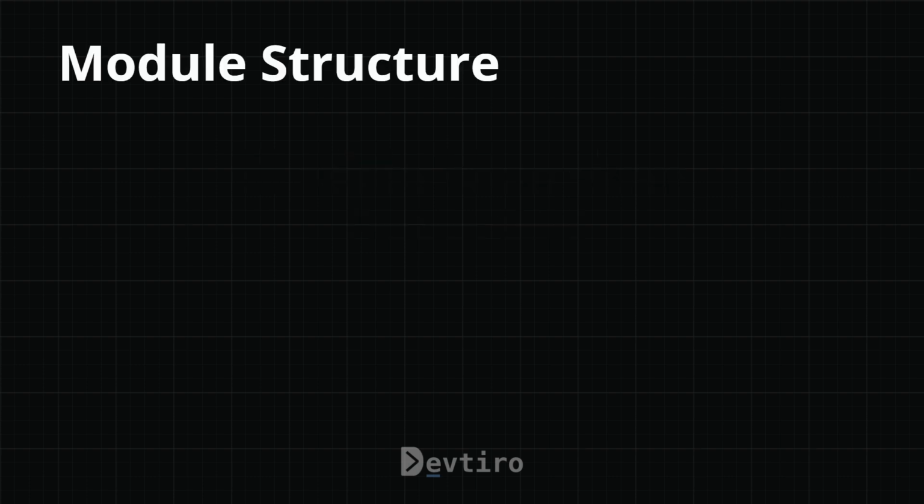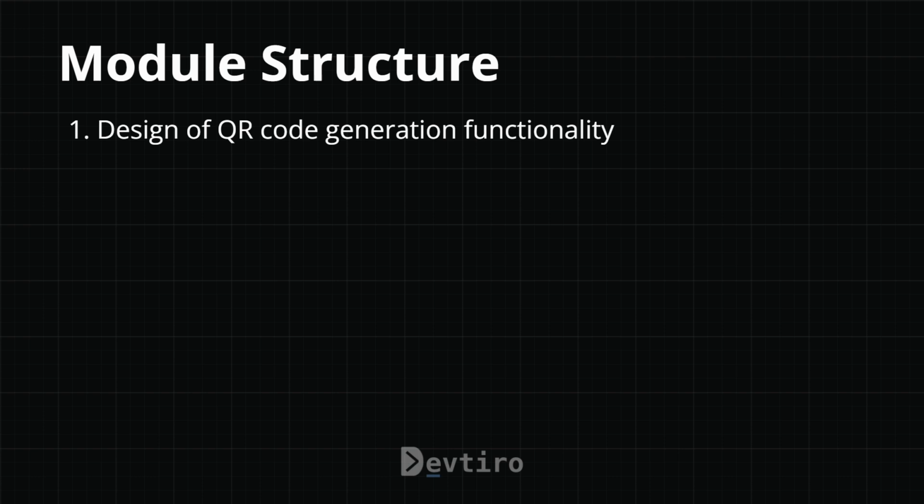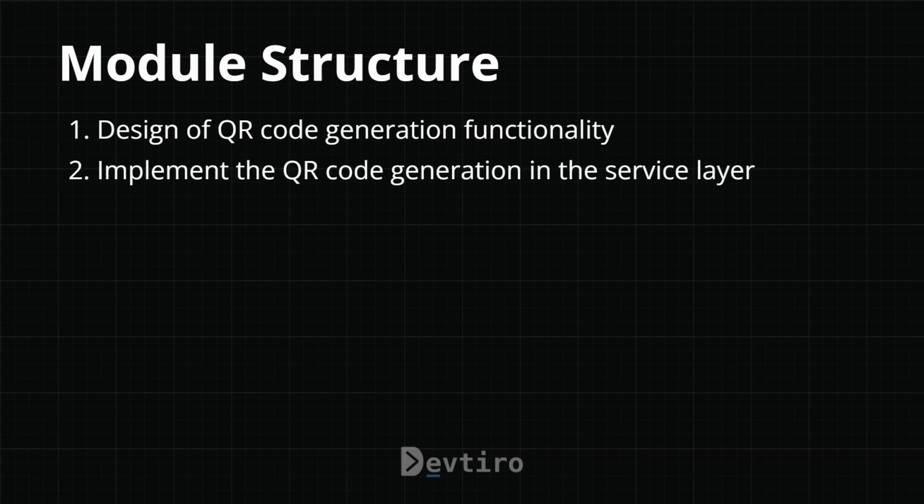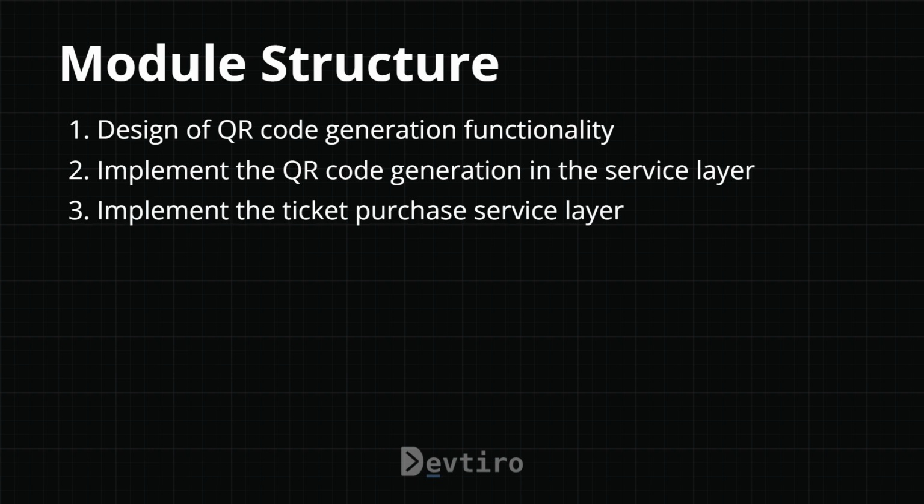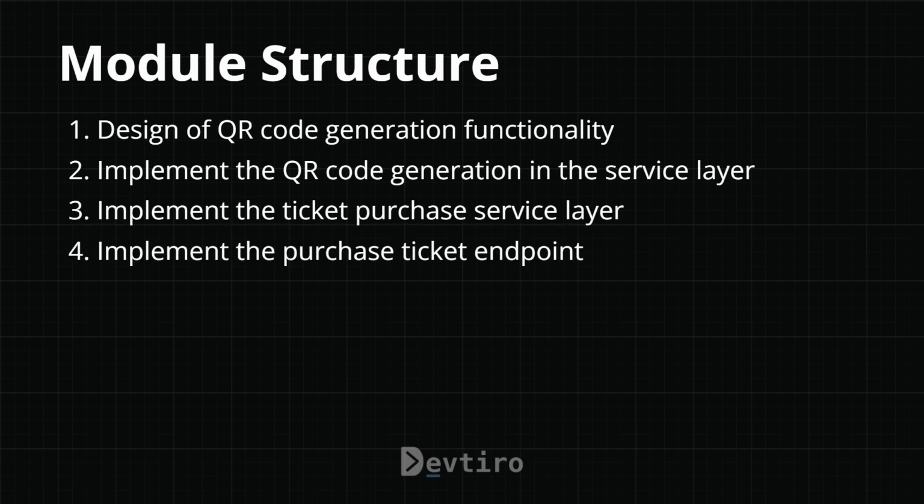So the module is structured as follows. We'll first design the QR code generation functionality. We'll then implement the QR code generation in the service layer. We'll then implement the ticket purchase in the service layer. We'll then implement the purchase ticket endpoint before testing this new endpoint in the user interface.